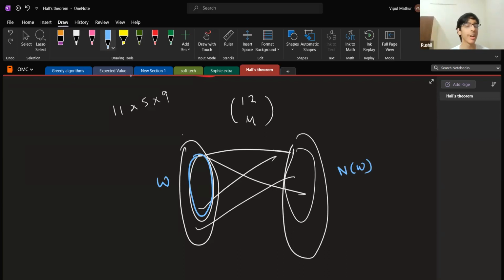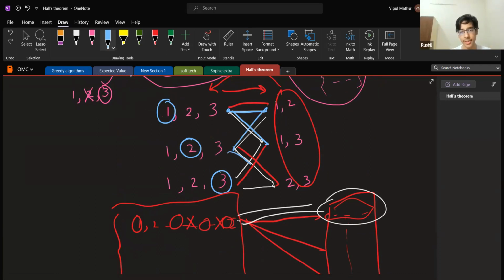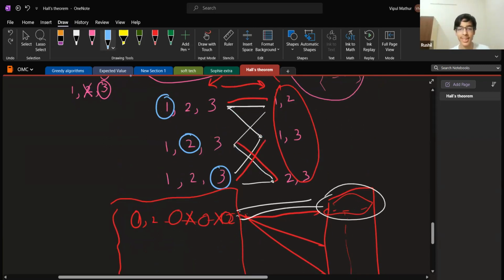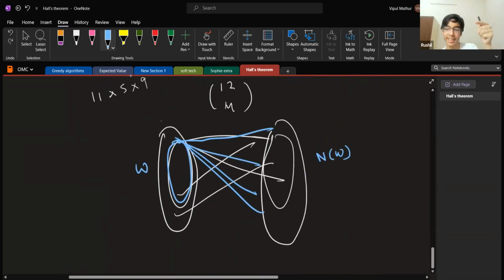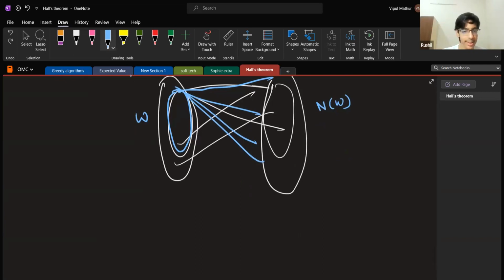First of all, can we figure out how many edges exist from this point to these places? Like earlier we saw that 1, 2, 3 can lead to this one or this one, like 2. Similarly, this one can lead to this and this. So each thing was leading to exactly 2 things. The question is, how many things does it lead to over here? And that's a simple count actually. Can someone answer this?